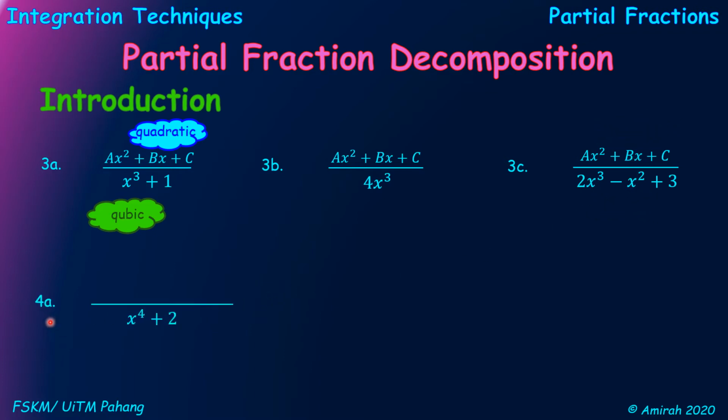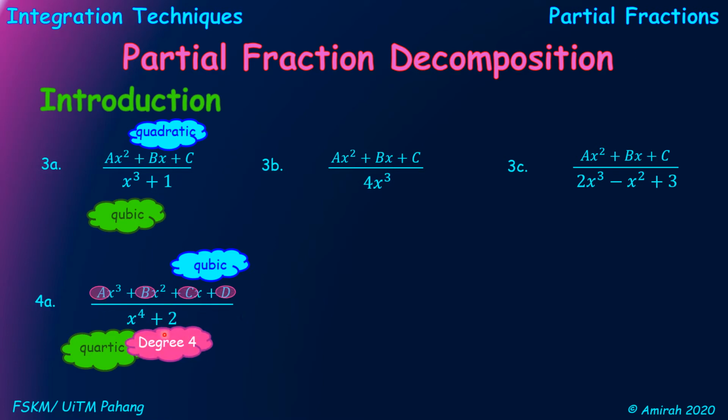And then we look at part a. Okay, we have denominator with x to the power of 4 plus 2. This is a quartic function. Okay, so if we have denominator with degree 4, we should have numerator with cubic function, which is ax cubed plus bx squared plus cx plus d. We have 4 constants here, a, b, c, and d, because denominator has degree 4.